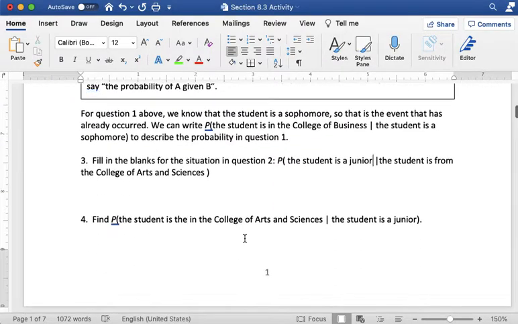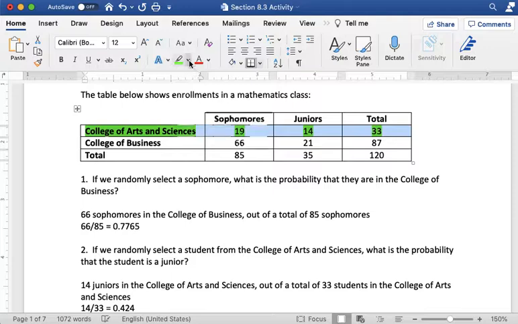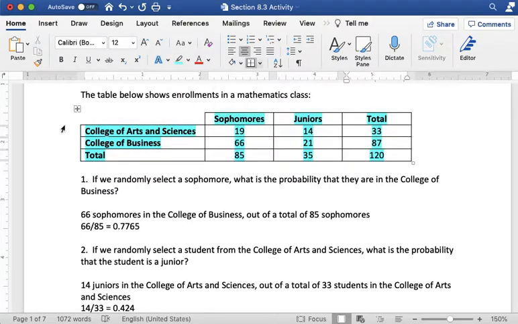Question 4 says to find the probability that the student is in the College of Arts and Sciences given that the student is a junior. So we're going to start with the second part, the student is a junior, and figure out how that restricts our table here. We are looking at only the juniors. So I'm going to take the green highlighting off here and focus on just the column of students that are juniors. Whoops, I didn't want to highlight the whole table. Just the junior column.